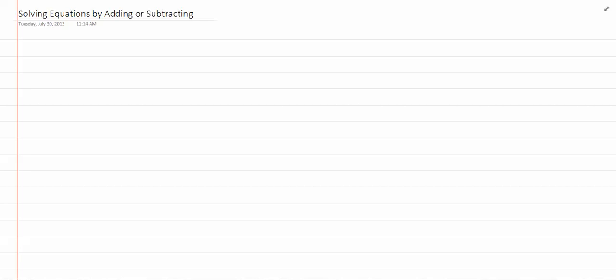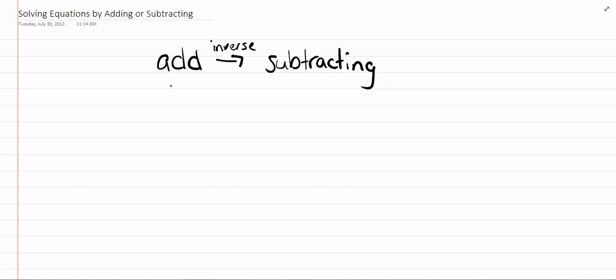Hey, what's up, everybody? Today I'm going to go through some examples on this beginning of Algebra 1, just solving equations by adding or subtracting. And one thing that we're going to need to do is know inverse operations. If we add, the inverse of it is subtracting. And obviously, if we're subtracting, I'm just going to abbreviate it because I don't feel like writing, the inverse is adding.